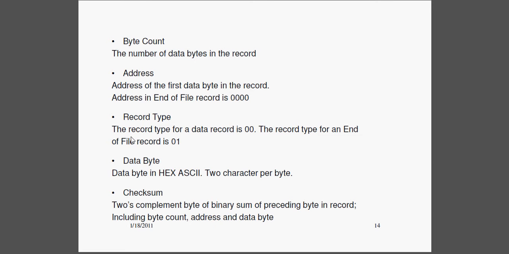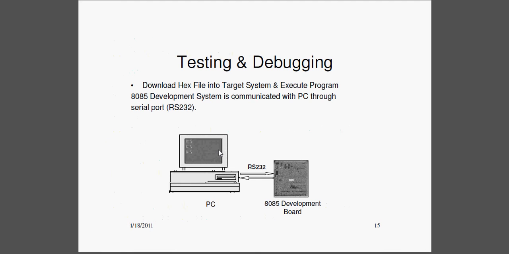So as you can see here, normally you will connect the 8085 board to a PC through a serial port connection. For example, this one is using an RS-232 serial connection from a PC. After you complete writing your program in assembly language, you compile it, then you get the .hex file.